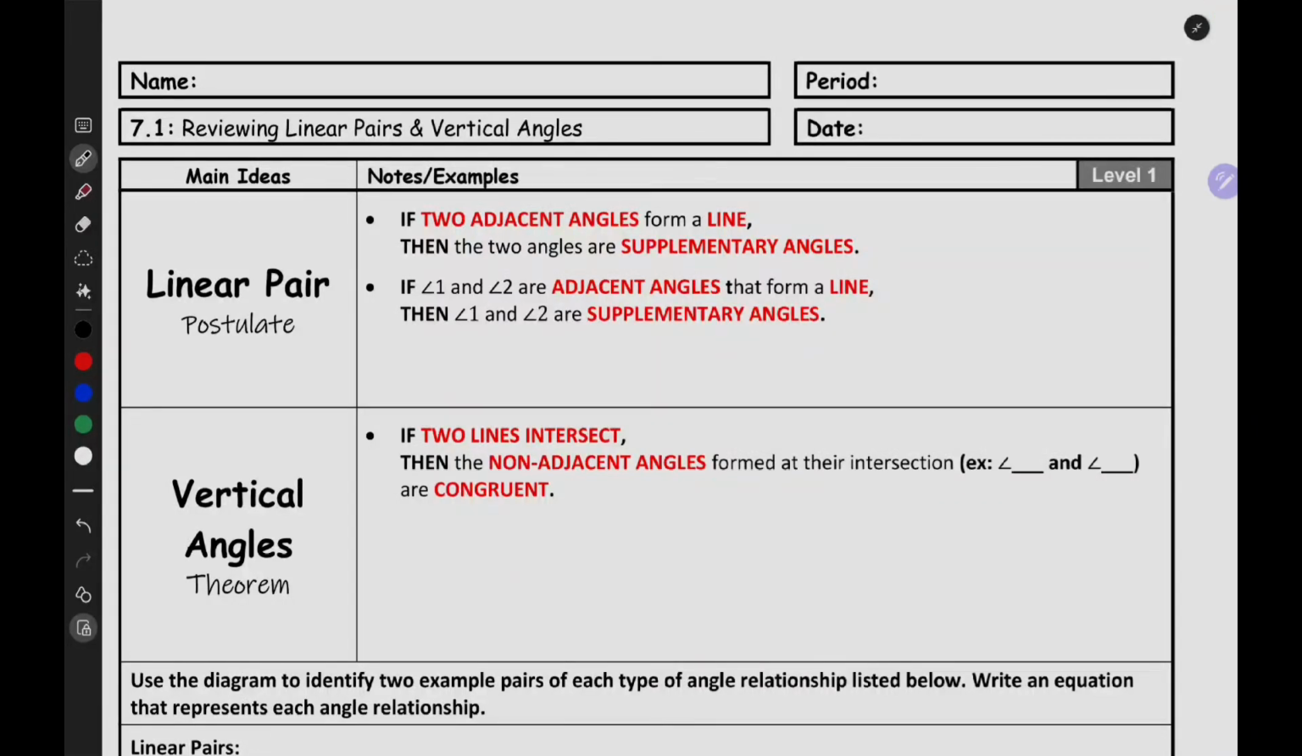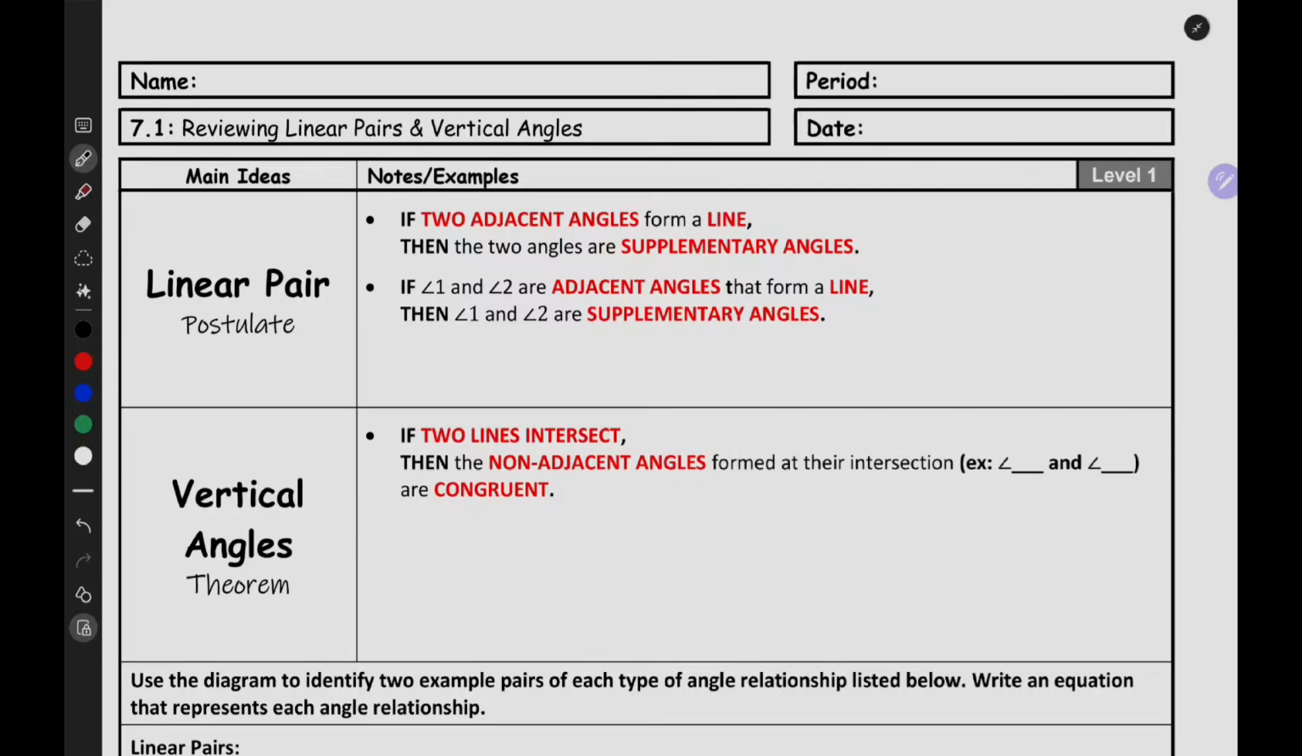Alright, so in this video, we are going to review linear pairs of vertical angles. Those are two foundational angle relationships for geometry. They're going to help us out a lot when we get to the bulk of Chapter 7, which deals with angle relationships between parallel lines.